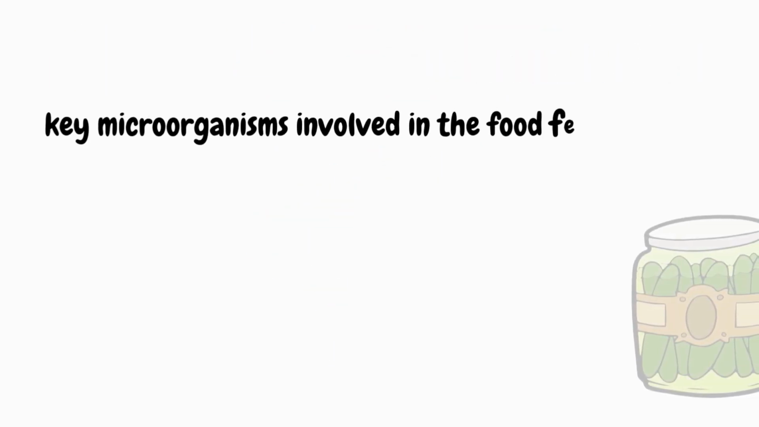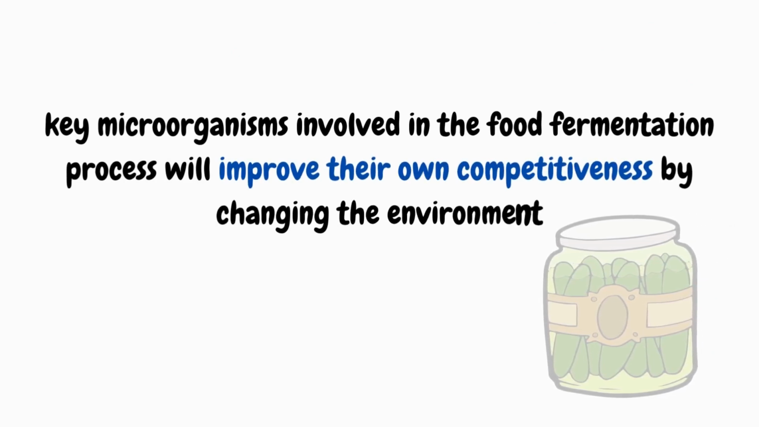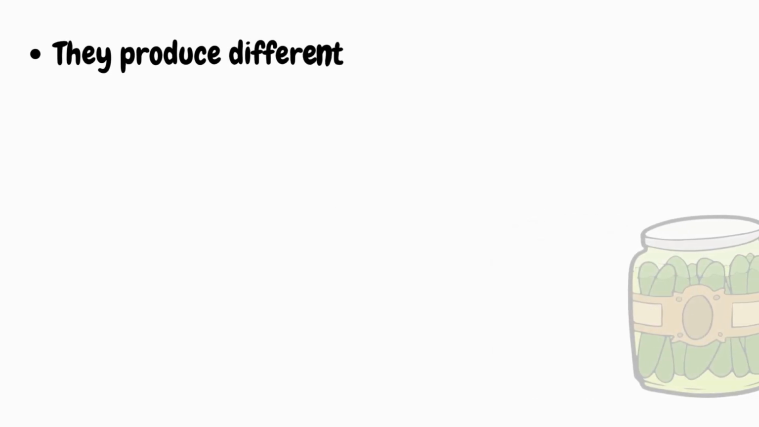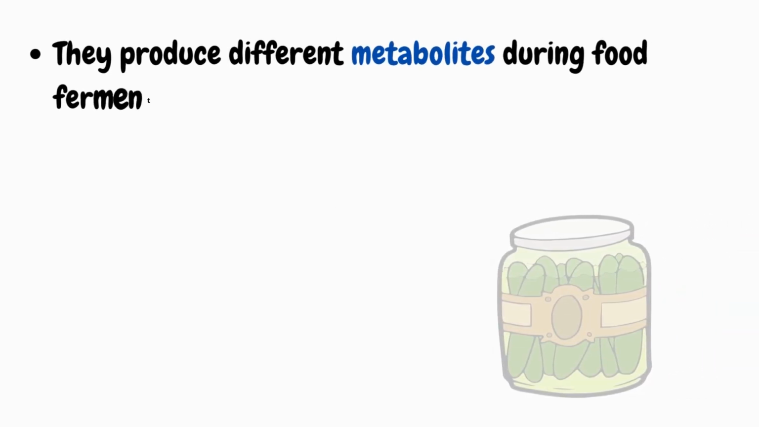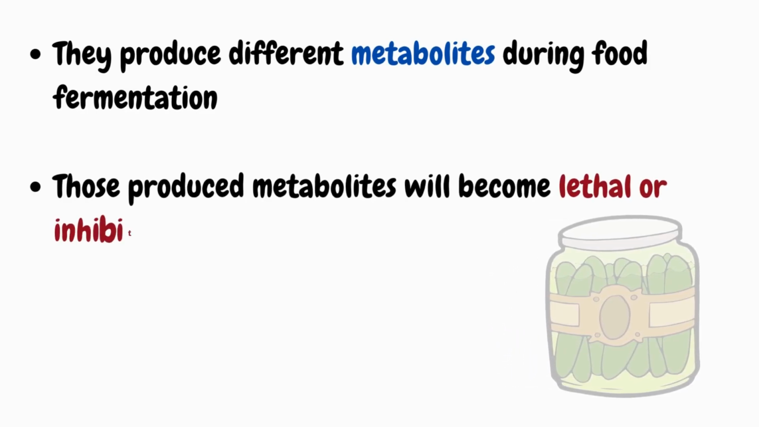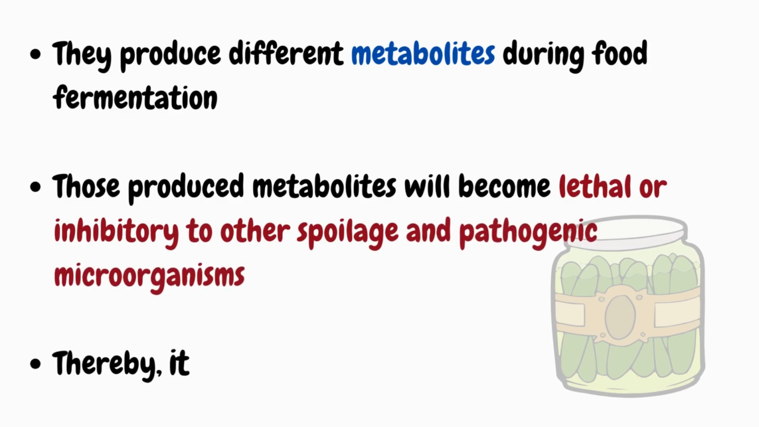Here, what happens is the key microorganisms who are involved in the food fermentation process will improve their own competitiveness by changing the environment. That means they produce different metabolites during food fermentation. Those produced metabolites will become lethal or inhibitory to other spoilage and pathogenic microorganisms. Thereby, it will preserve the food.